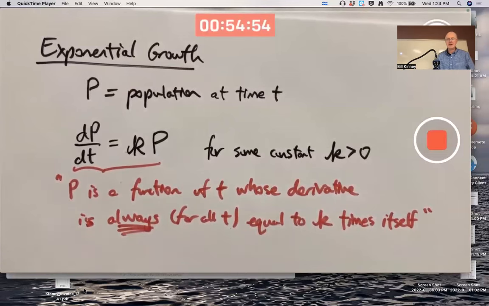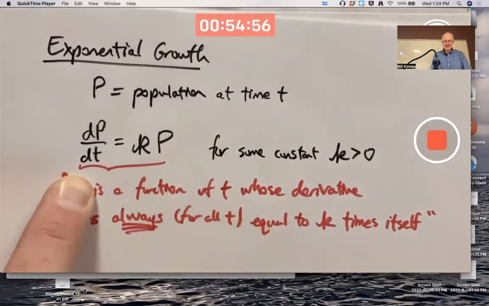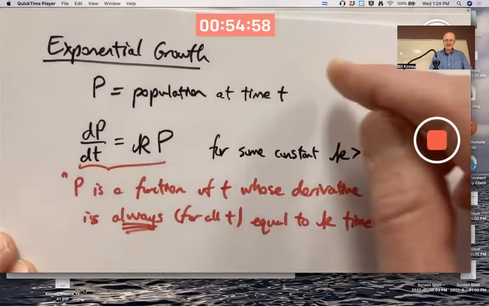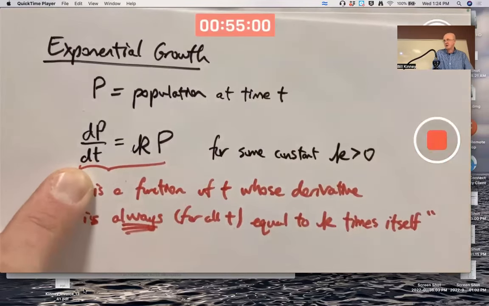This is very similar to that. You don't see t's there, but it's implicit that P depends on t, either because I say it up here or because the derivative's there, so P must depend on t.